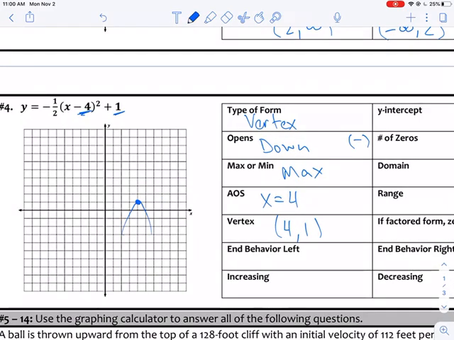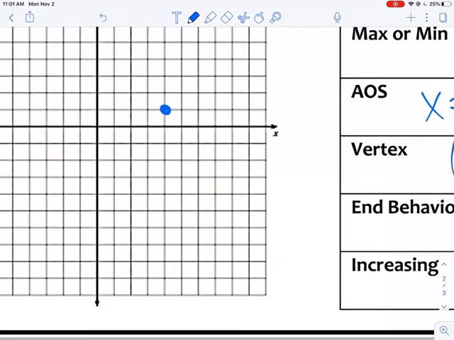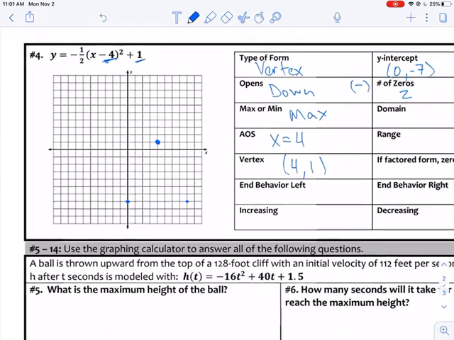Okay, we know we're going to open down, which tells us a couple things. Tells us that we're going to have 2 zeros here. And let's see our y-intercept. Let's just plug that in. So if I plug in a 0 like we've been doing, I'm going to get -7. So that helps us graph it a little better. Here's my point at -7, and I'm going to reflect it over 4 spaces on each side. There we go.